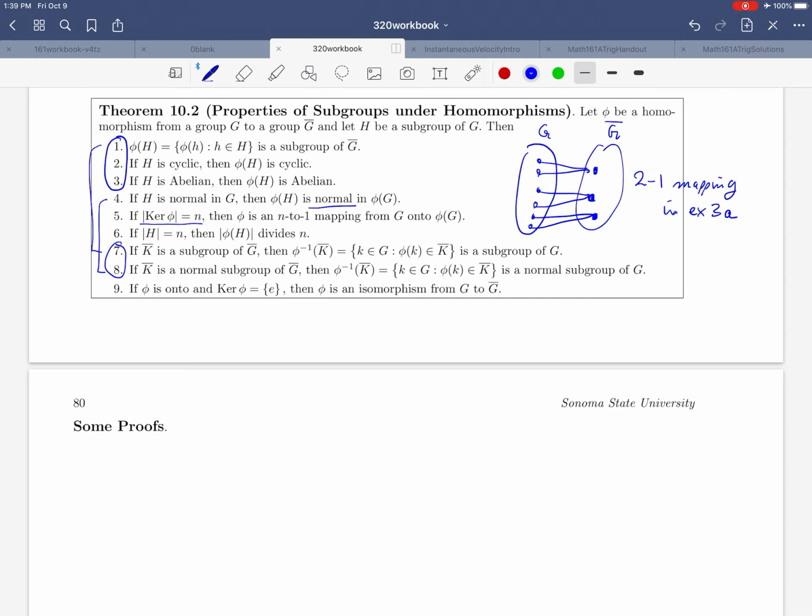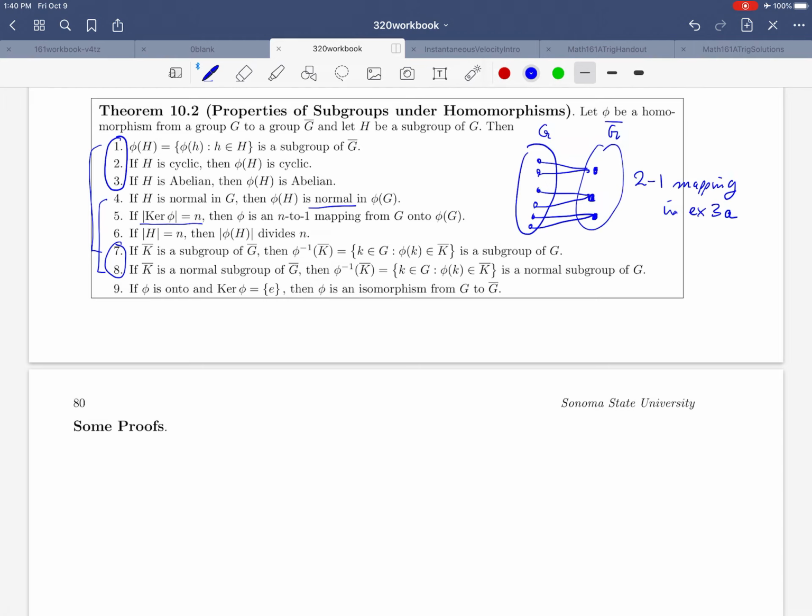And then our last property is that if phi is onto, and the kernel of phi is just the identity, then we have an isomorphism again, because then we have a 1-to-1 mapping. And really, that's the only thing that we lost when we went from isomorphism to homomorphism. So if the kernel of phi is just the identity, then phi is an isomorphism from G onto G bar.